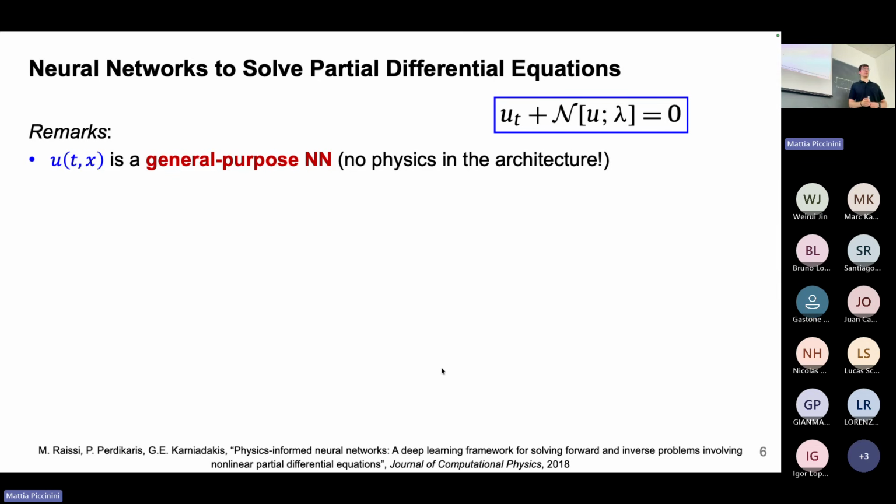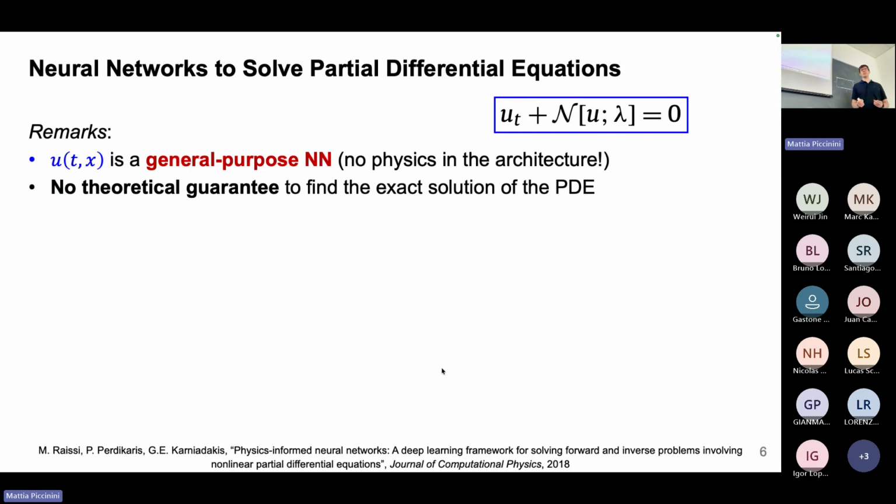So here, by the way, U is approximated with the neural network. But of course, we don't care about the internal architecture. In the paper by Raissi, they used a very general purpose neural network, what we called yesterday a multi-layer perceptron, or it can be a recurrent neural network, but very general purpose. No physics inside the architecture.